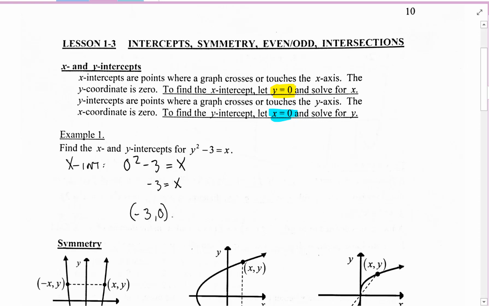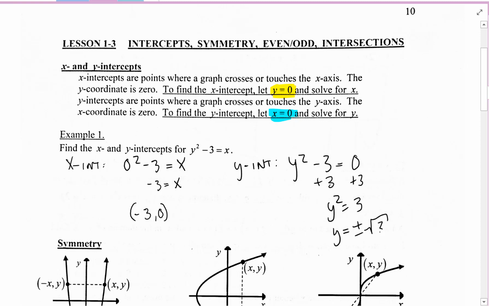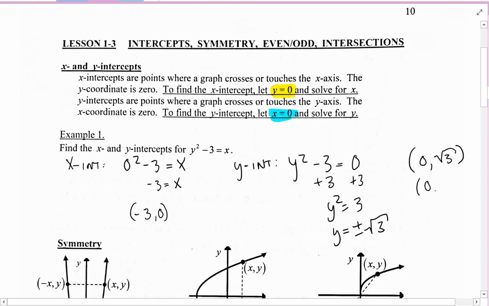Now, the y-intercept is when the x is equal to 0. I will get y by itself. Y equals plus or minus square root 3. We have two y-intercepts, so 0, root 3 and 0, negative root 3.